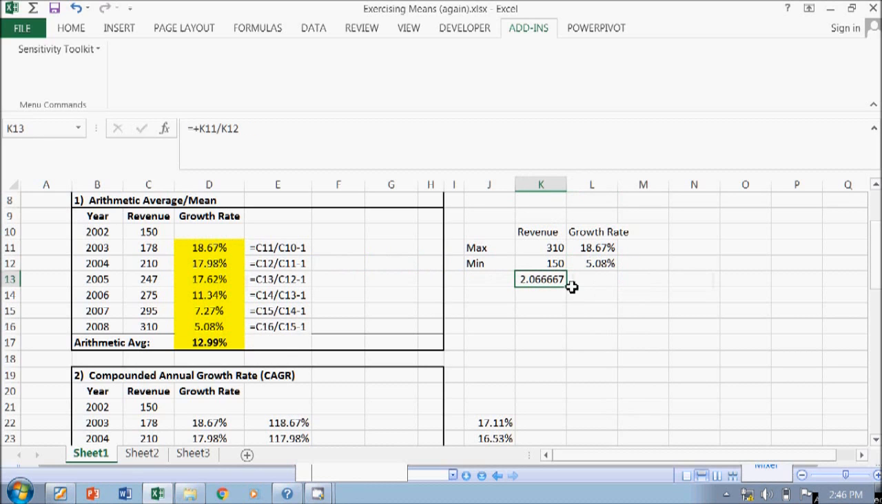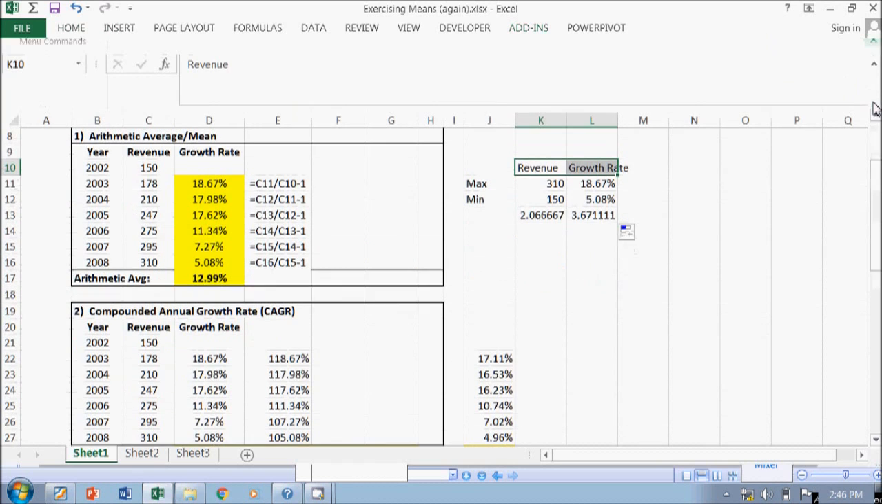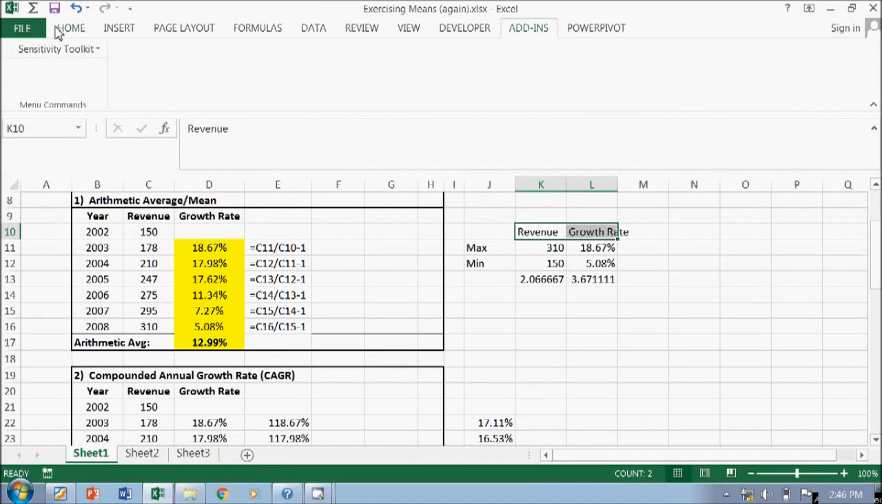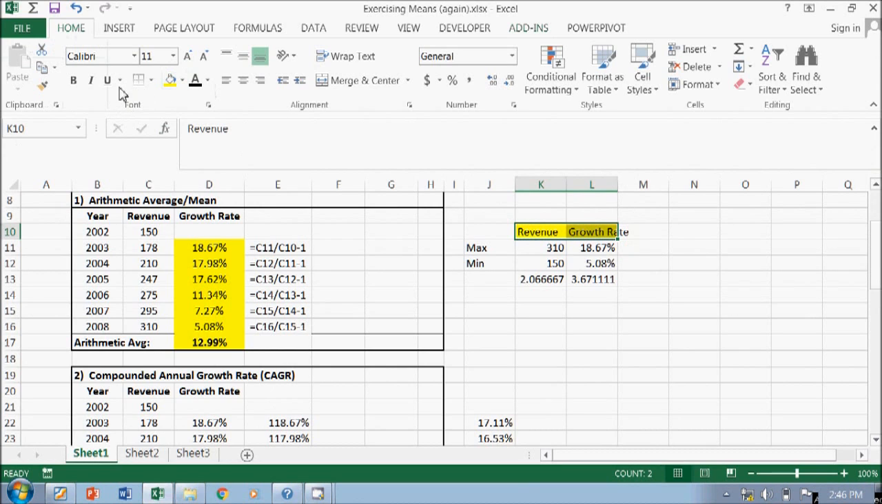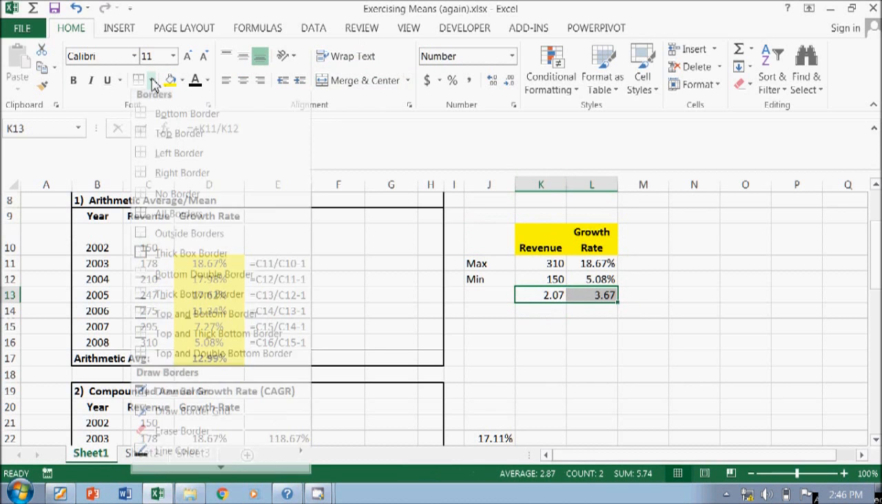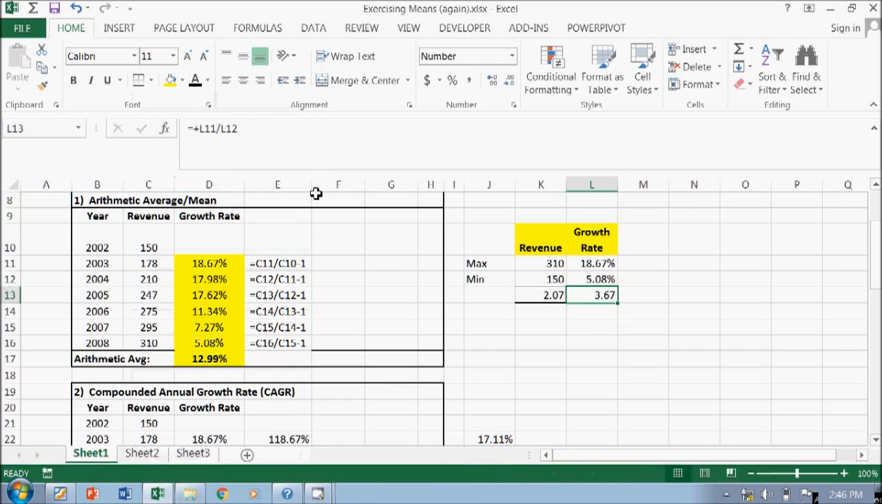I'll check how many times the maximum is over the minimum. So it's 3 times. So you have this arithmetic mean. Okay, we move to the second video. I'm going to explain about the compounded annual growth rate.